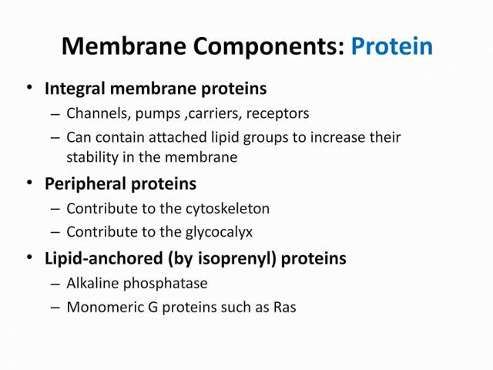So the next one is your peripheral proteins. So remember, those are contributing to either the cytoskeleton or the glycocalyx. So they can be on either side of the membrane. And then you have your lipid-anchored proteins. So these are just lipids that are anchored to your peripheral proteins or your integral proteins. And those are just some examples.